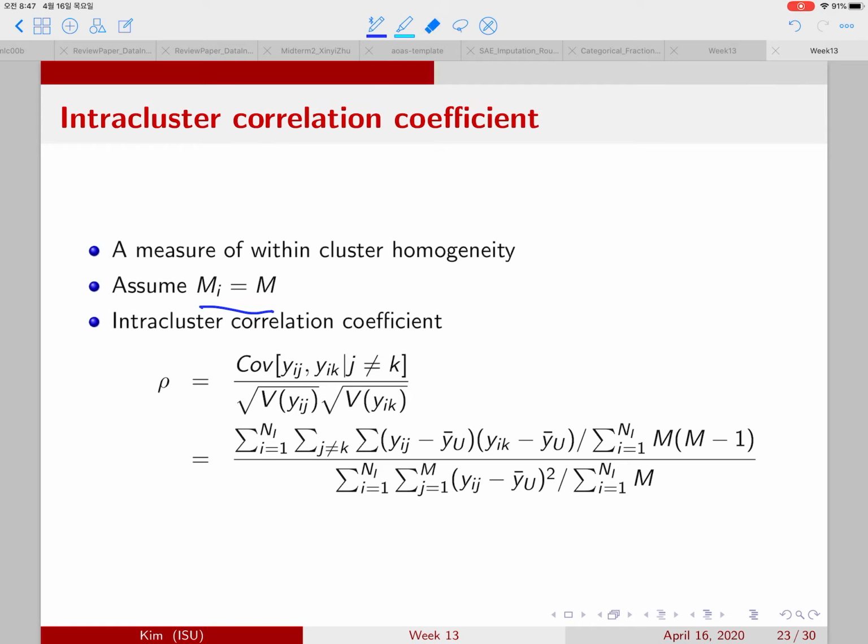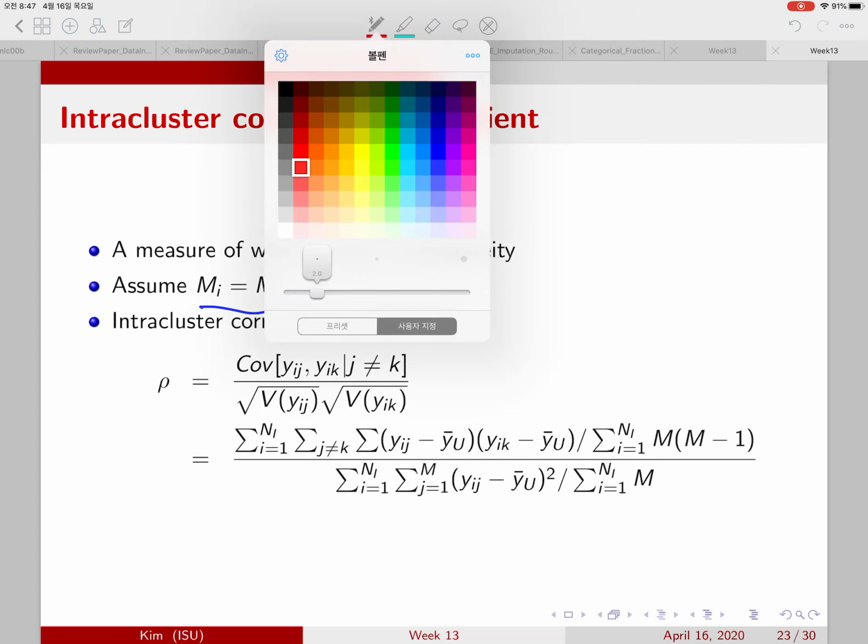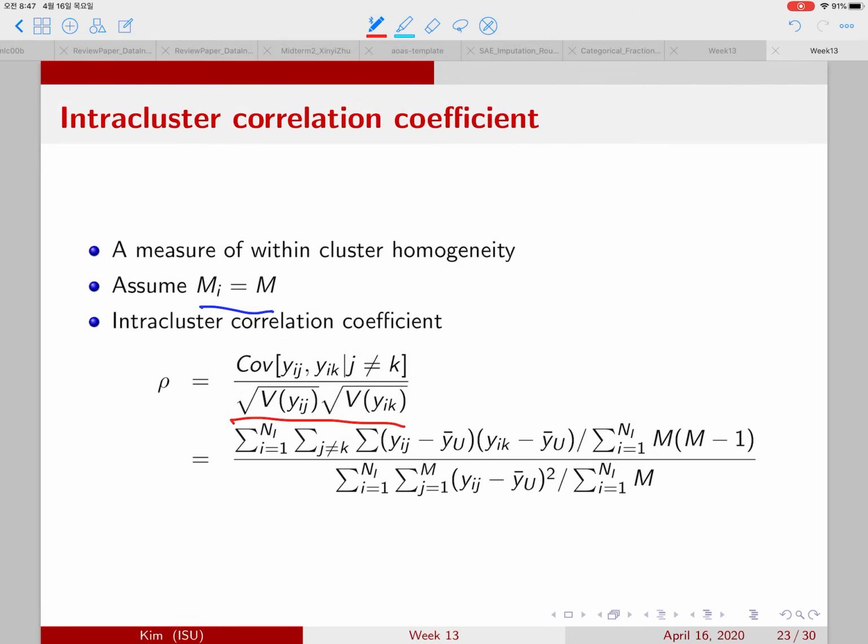So the intra-cluster correlation coefficient is defined as something like this. So this looks like a correlation, right? The formula here looks like a correlation, for j not equal to k. So that means for different elements, but within the same cluster. So basically, this is the correlation among different units, different elements within the same clusters.